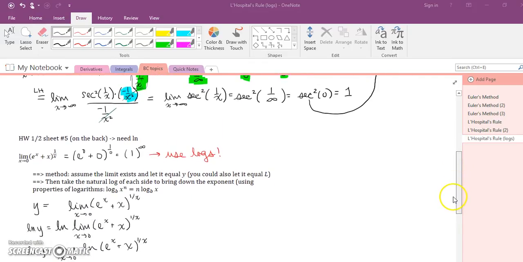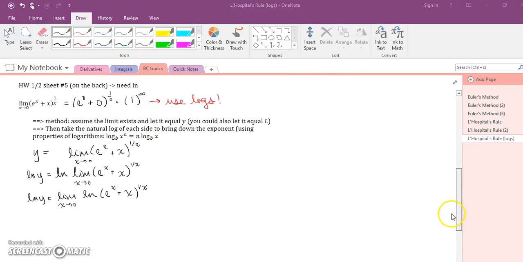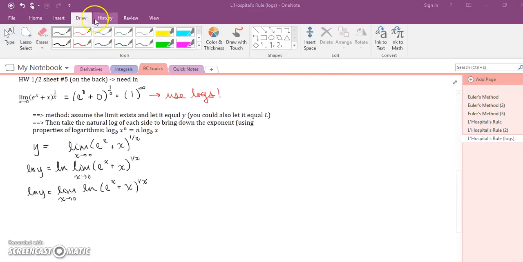Okay, so let's get to one that actually uses logarithms, because that's the whole point of this video. These do come up on the AP exam. They are probably the most difficult type of L'Hopital problem. L'Hopital can be really easy and it can be difficult, as you can see when you did the half sheet. Some of them were a little frustrating to do. All right, so I have number 5 on the back.